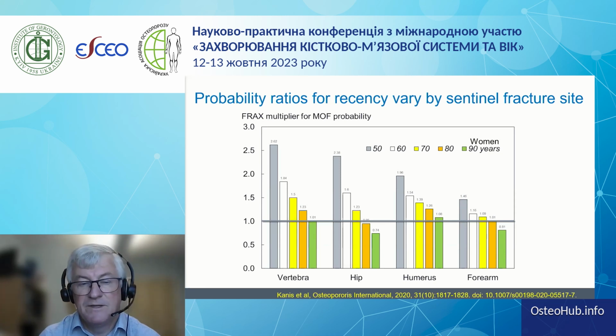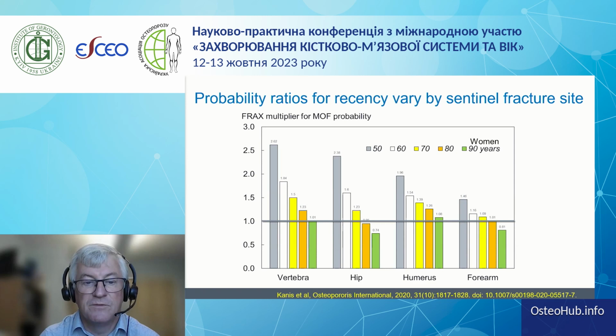So that allows us then to develop multipliers that we can apply to FRAX probabilities to adjust for the recency of fracture. And sadly, the multiplier is not a single number. It varies between men and women. It varies across the age spectrum, as we can see on this slide, and it varies across the site of the recent fracture.